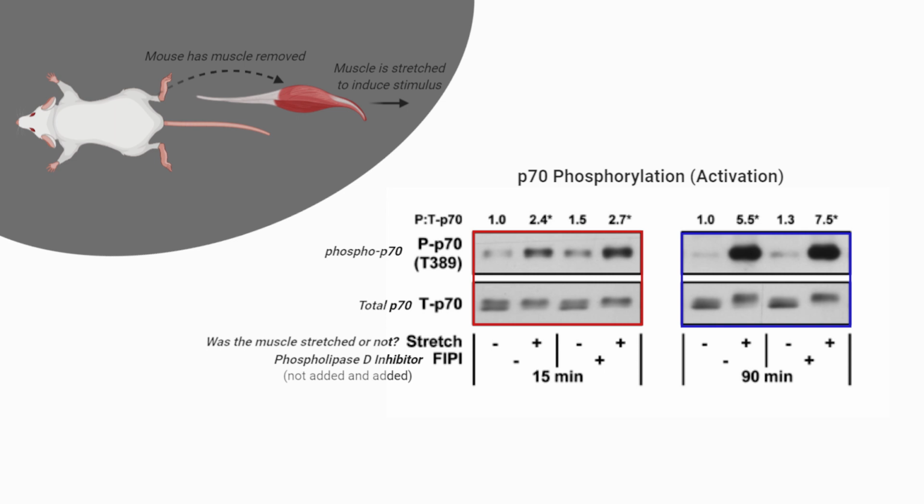Again, we're looking at stretched muscles, and again, they are applying the phospholipase D inhibitor. Clearly, with muscle stimulation, phospho P70 levels increase relative to total levels, an indication of cell growth signaling being propagated. Interestingly, however, if the phospholipase D inhibitor is used, there is no change in the phospho P70 compared to when it isn't present. This is all substantiative of the previous data.